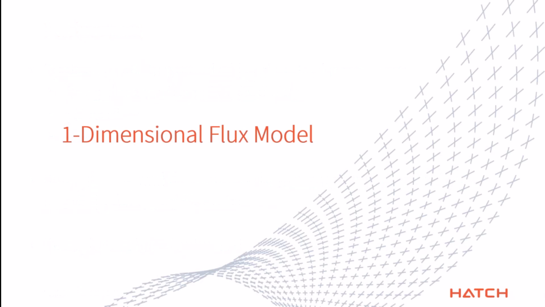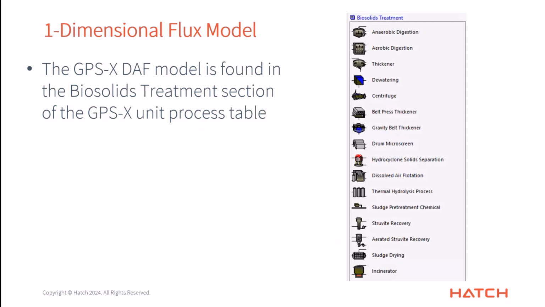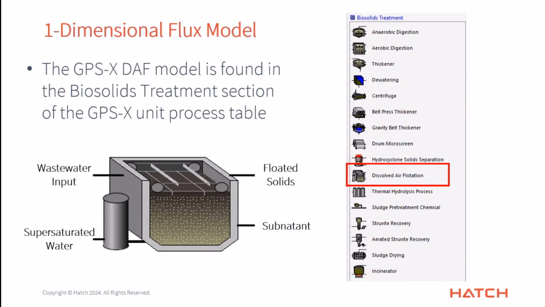Okay. So a one-dimensional flux model is used in the DAF model, and it is there to do a mass balance of the solids in all of the layers of the DAF and get a fairly predictable, good predictive performance out of the model. When you want to use a DAF model, you go to the biosolids treatment panel on the left-hand side of your drawing board, and you'll find the dissolved air flotation unit there. So drag that onto the drawing board.